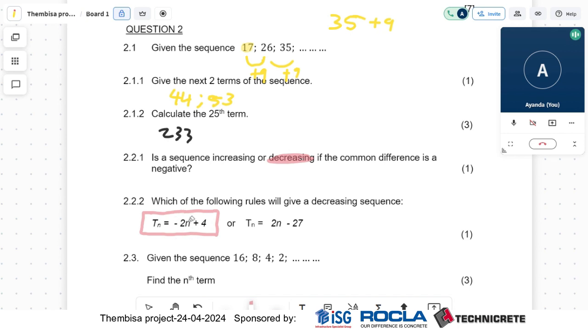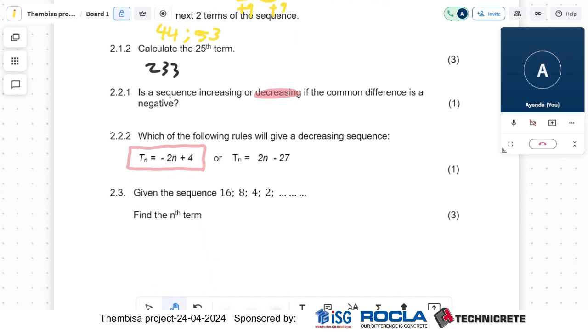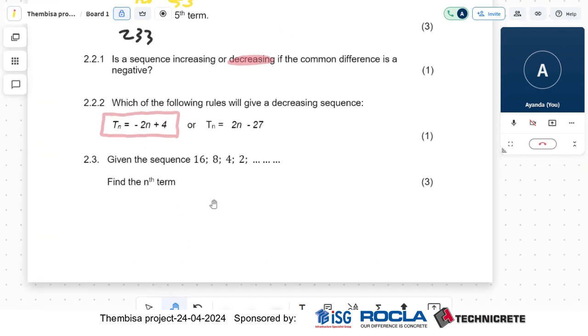Remember that the number before the n represents the difference. Now, on to question 2.3. We're given the sequence 16, 8, 4, and 2, and we're asked to find the nth term.